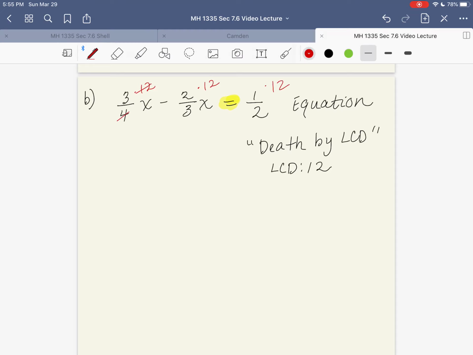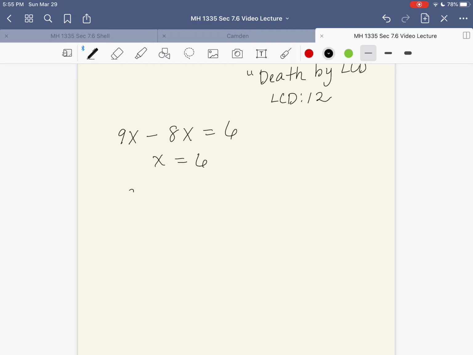So 4 goes into 12 3 times, 3 goes into 12 4 times, 2 goes into 12 6 times. 3 times 3 is 9x minus 2 times 4, that'll be 8x, equals 6. Now we have an equation that does not have fractions, and we can solve it. 9x minus 8x is x, so x is equal to 6. I believe we've done this in the past where our answers are in a solution set, which is just the curly braces, and the solution set is 6.